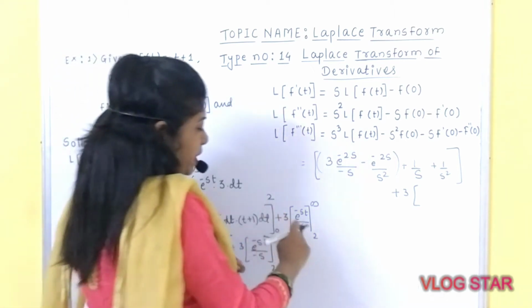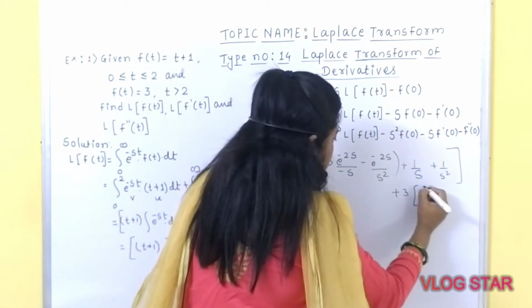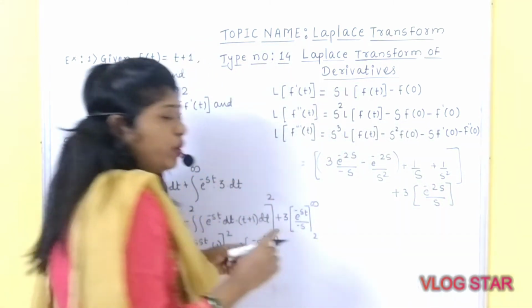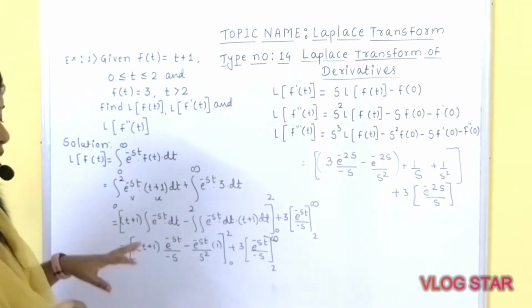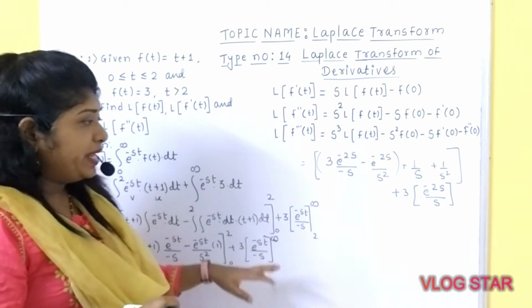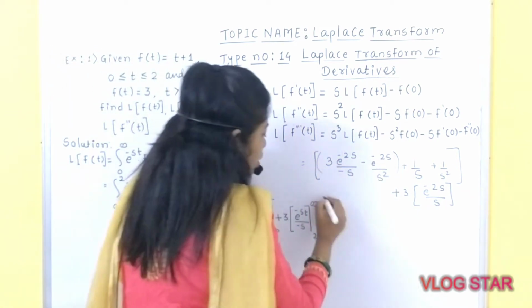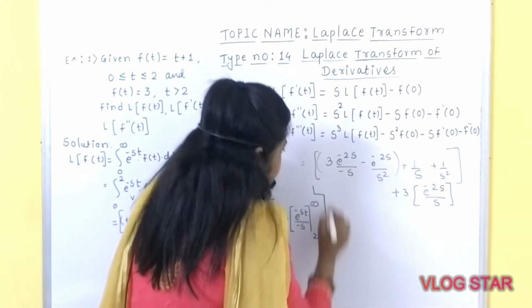Minus of minus plus e raised to minus 2s upon s. I hope you have understood. You need to check. You have to substitute the upper limit minus lower limit, and you have to check whether you are getting the same answer or not. So what would be the next step?